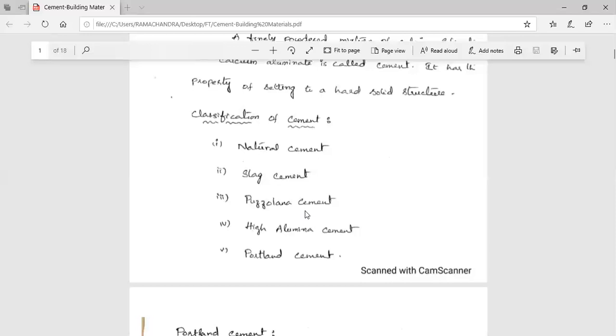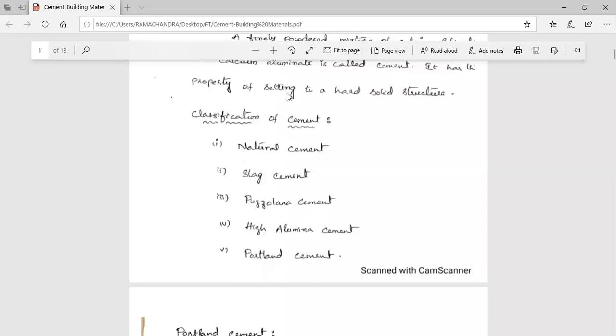Pozzolana cement has a very slow hardening property. The mixture of Pozzolana cement is pozzolana and slaked lime. Pozzolana means volcanic ash, and slaked lime is like a rock that we can use for writing slates. So slaked lime rock and volcanic ash are used to manufacture Pozzolana cement.